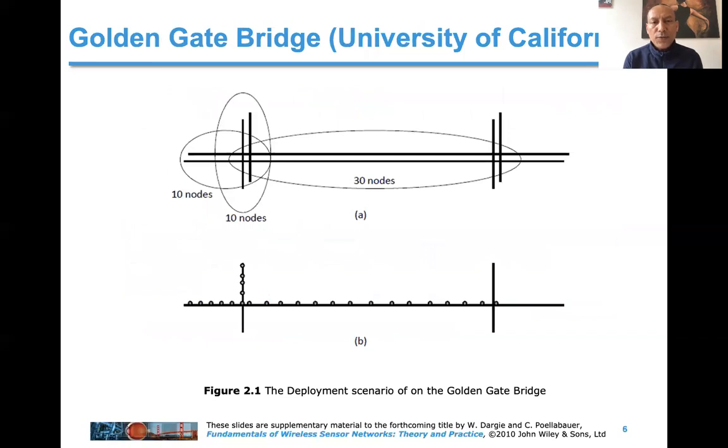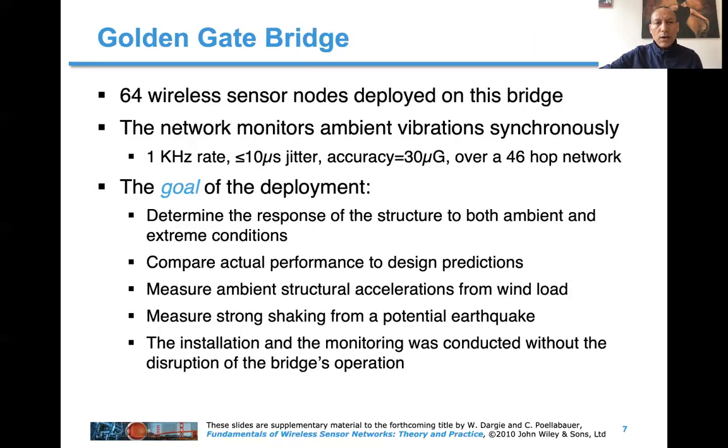This is a typical example of the deployment of a wireless sensor network at the Golden Gate Bridge in Berkeley. Researchers there designed a wireless sensor network consisting of 64 sensor nodes. The nodes were deployed on the decks, as you can see, along the towers, on the towers, and also on the suspension cables. The nodes were able to self-organize to set up a network. They collaborated to transfer data to a remote base station using multi-hop communication. You can see here some of the detailed configuration and specification of the deployment setting.